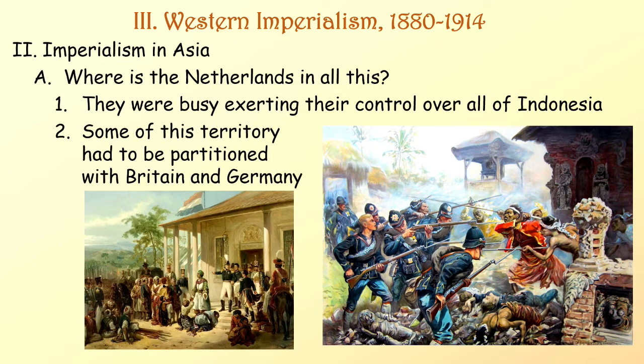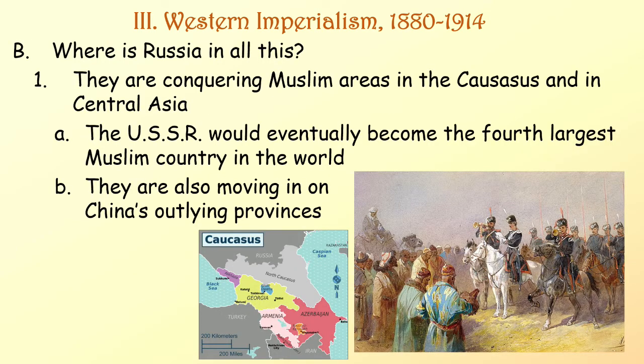Imperialism in Asia. Where is the Netherlands in all of this? Well, they were busy exerting their control over all of Indonesia. Some of this territory had to be partitioned with Britain and Germany. Where's Russia in all of this? Well, they're conquering Muslim areas in the Caucasus and in Central Asia. The USSR would eventually become the fourth largest Muslim country in the world. And they were also moving in on China's outlying provinces.